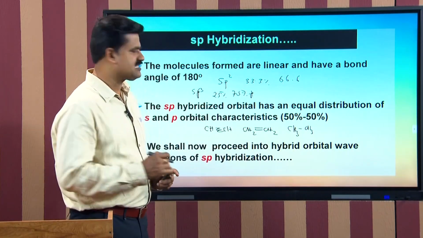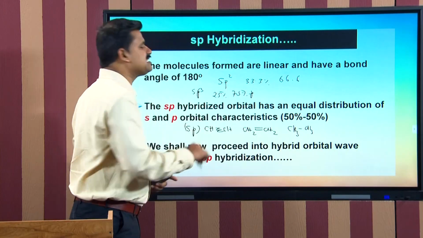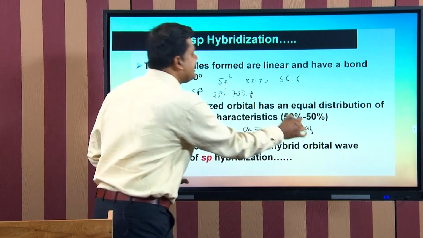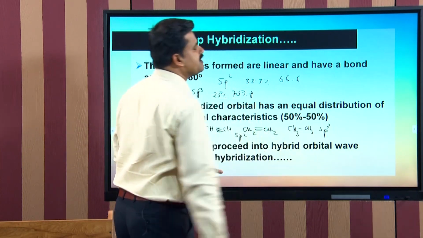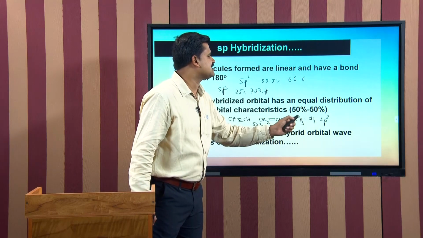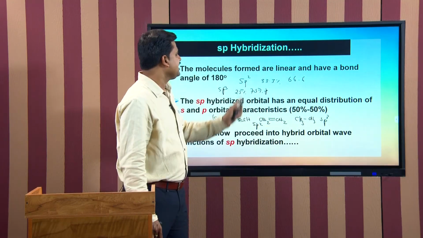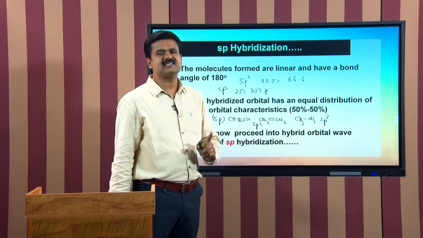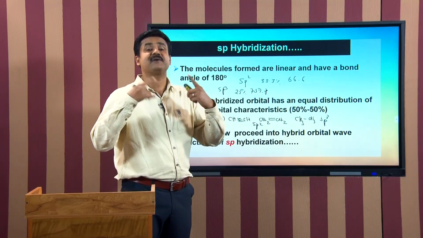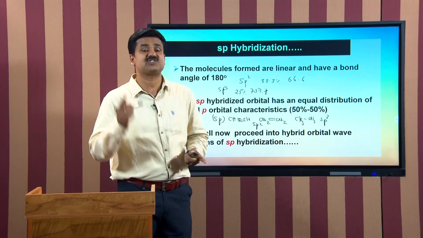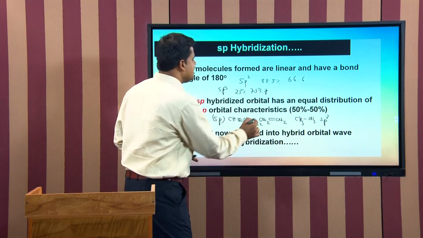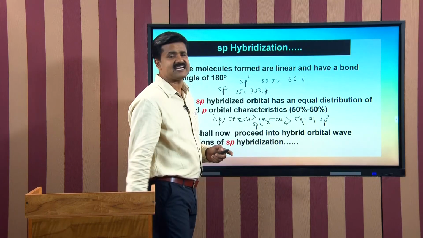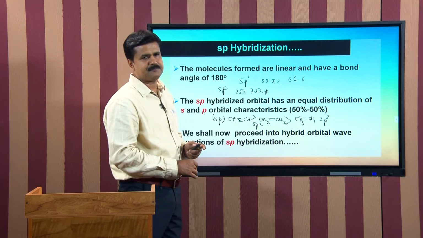In CH triple bond CH, the hybridization shown by the carbon atom is sp, here the hybridization shown by the carbon atom is sp2, and in this case the hybridization of the carbon atom is sp3. In sp3 case 25% of s character, in sp2 case 33.33% of s character, and in sp case 50% of s character. Higher the percentage of s character, more will be the acidic strength. Hence, we can conclude that CH triple bond CH is more acidic than CH2 double bond CH2, which is again more acidic than CH3 single bond CH3.